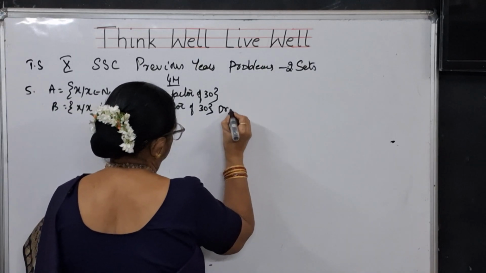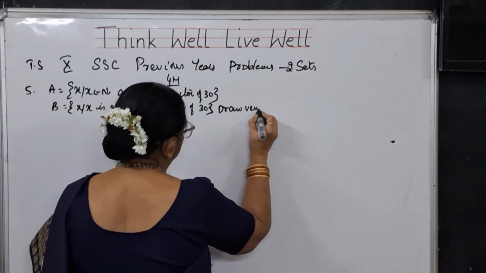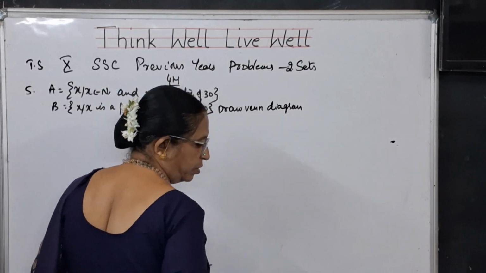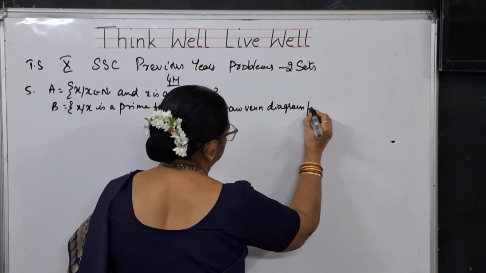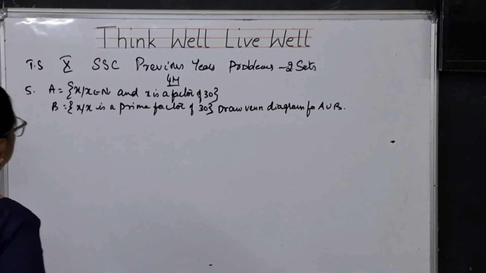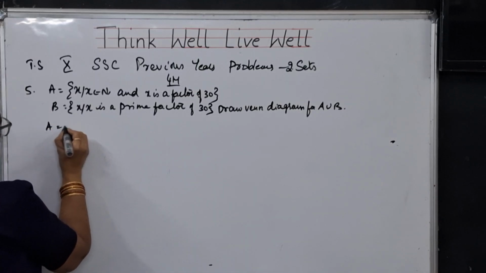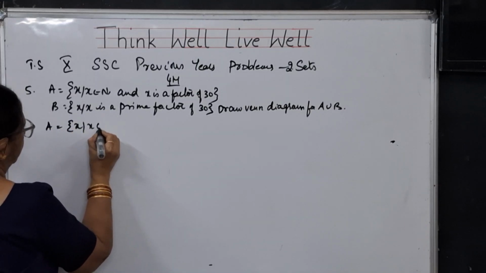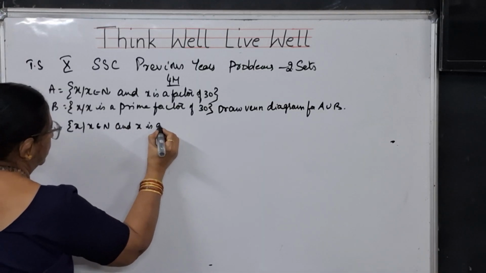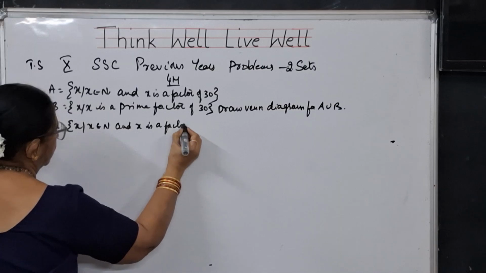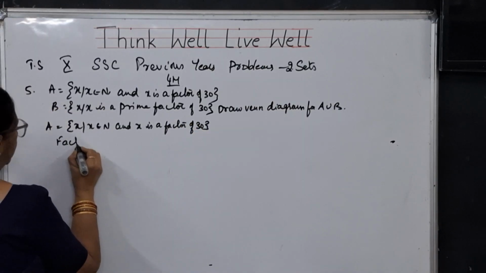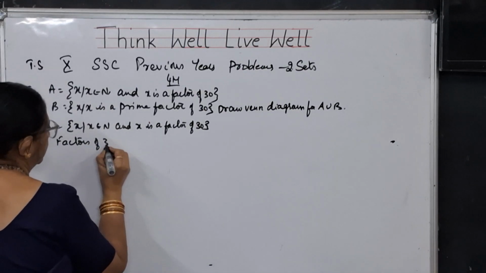Draw the Venn diagram for A union B. So first you need to find out the elements. Set A is equal to x such that x belongs to natural number and x is a factor of 30. So let us first write what are the factors of 30.